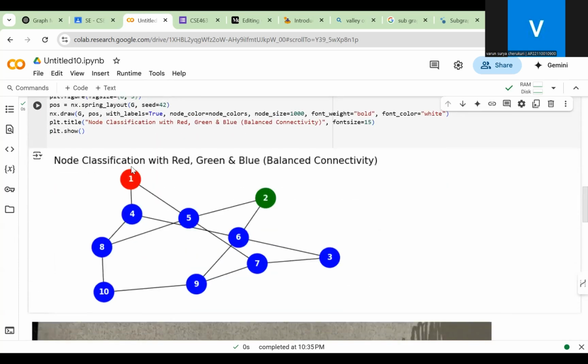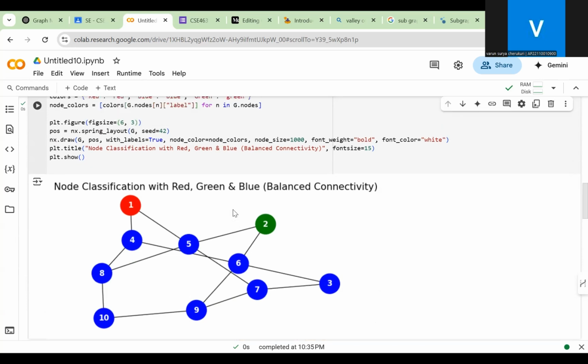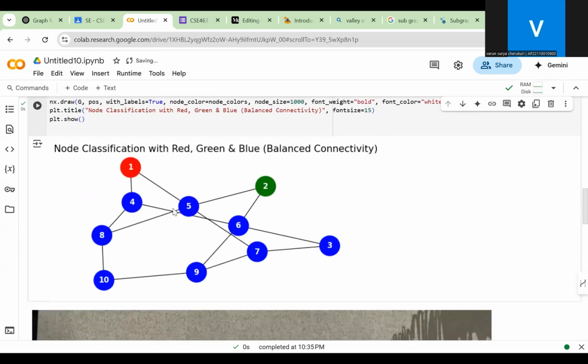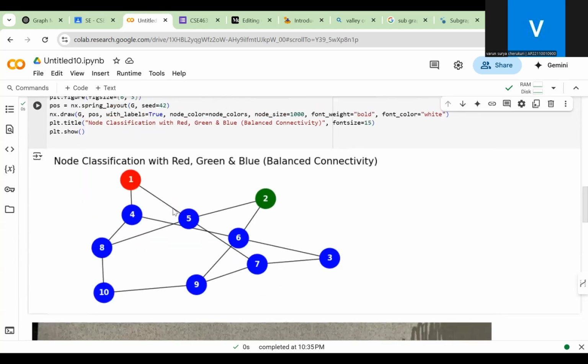So we can see we labeled the first node as 1, the second node as green, and the third node as blue, and based on logistic regression, it predicted all the remaining nodes as blue.